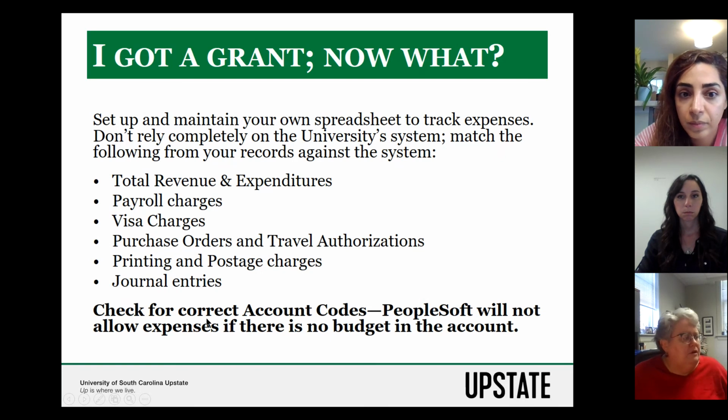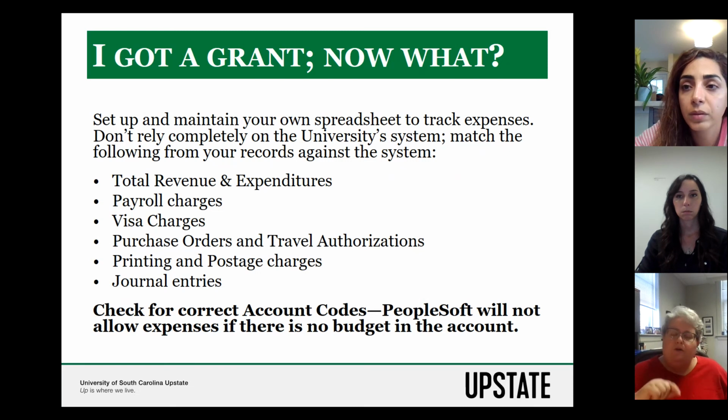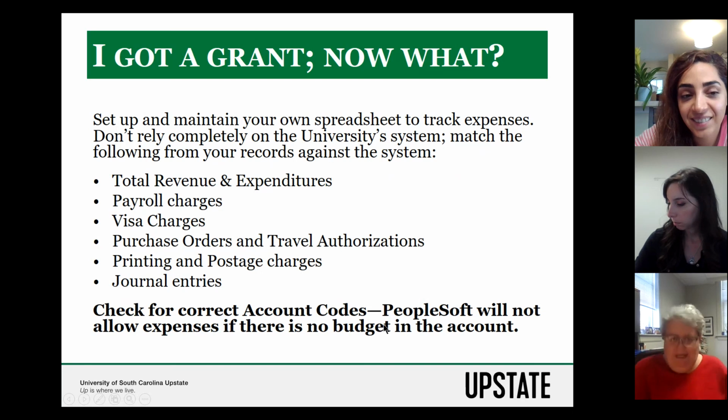One key thing since we've moved to PeopleSoft: the way that PeopleSoft works is that every dollar that's in your grant is set up in an account. So there'll be an account for personnel, there'll be an account for supplies, there'll be an account code for equipment. If there's no money in that account code, PeopleSoft will not let you submit a payment to that account code. Does that make sense? I hope that makes sense. So you want to be sure that there is money budgeted in that account so that you can spend it.